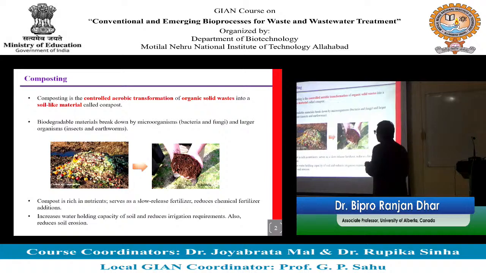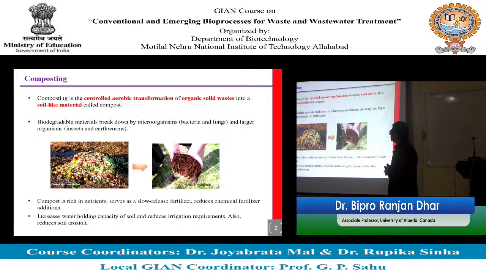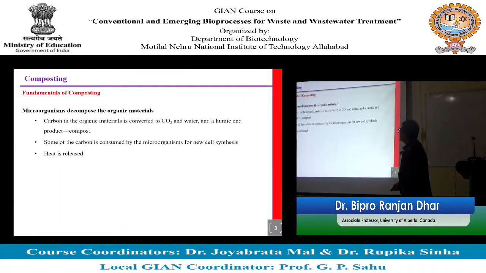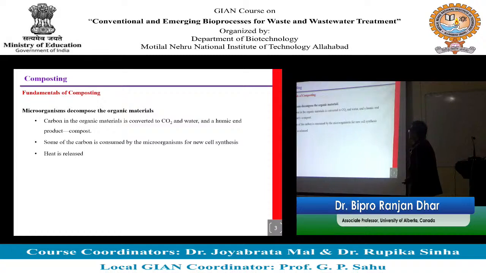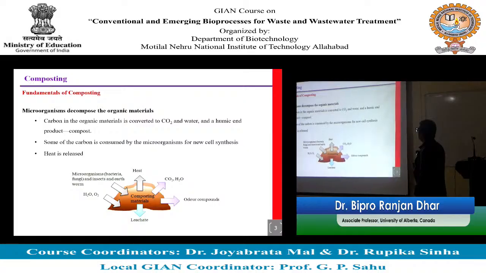Another benefit of using compost is that the water holding capacity of compost is very high. That means if you use compost for your agriculture, you are going to need less watering. So it can also save your cost for irrigation. So the fundamentals of composting: it is mostly done by microorganisms, but other organisms can be used, as I mentioned. And carbon-like material is converted to carbon dioxide, water, and humic product, which is a kind of compost. And the process also produces heat.